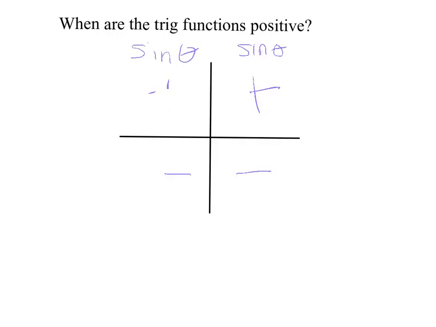All right, now let's go to cosine. Cosine is the x value, and the x value is positive in the first and the fourth. It's negative in the second and the third. So cosine is going to be positive then in the first and the fourth.